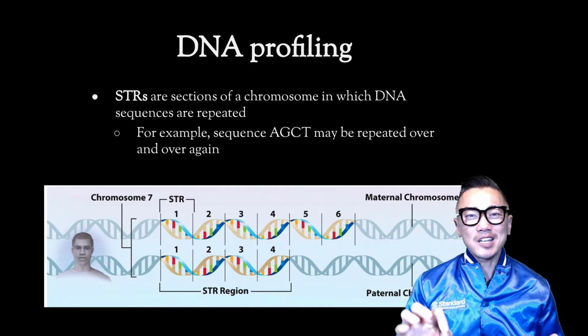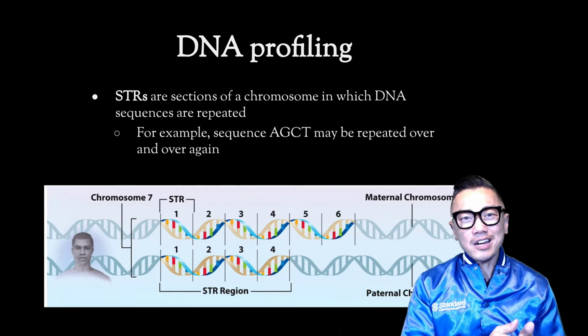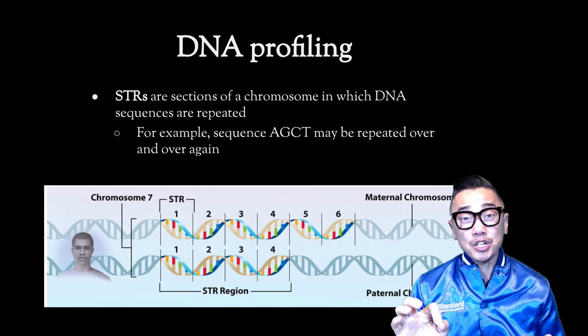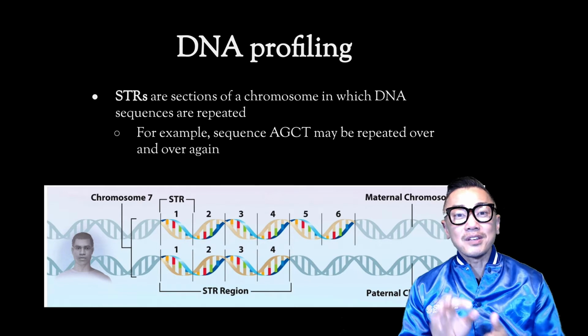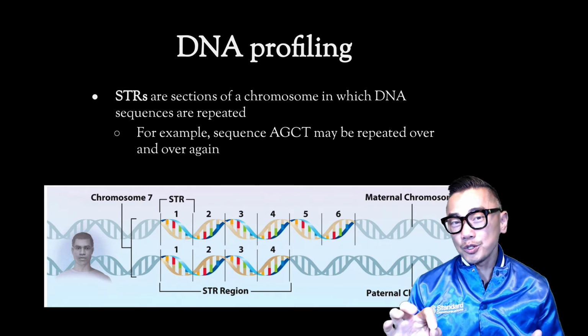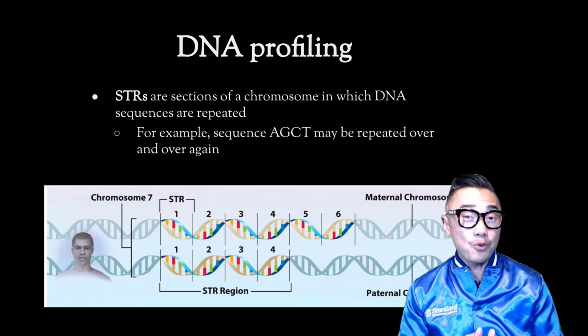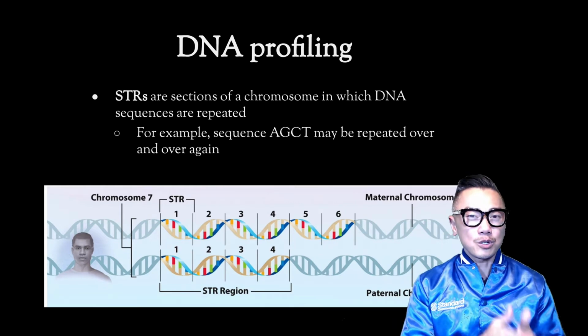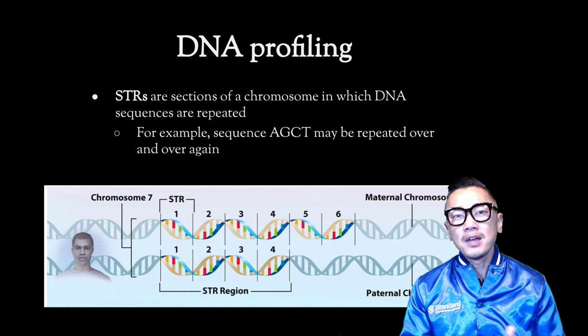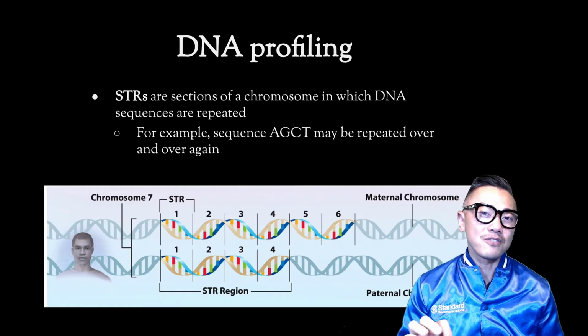Let's look at an example. The person in the diagram has an STR region on chromosome 7. There are 6 copies of the STR on his maternal chromosome, and there are 4 copies of the STR on his paternal chromosome. The maternal chromosome came from his mother. The paternal chromosome came from his father.